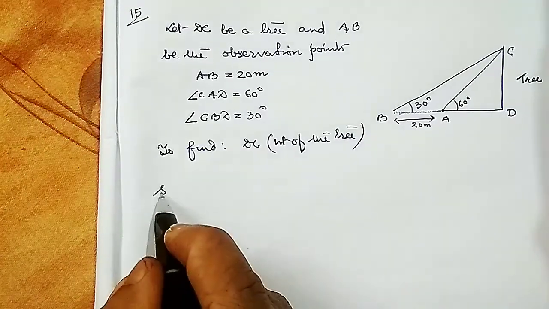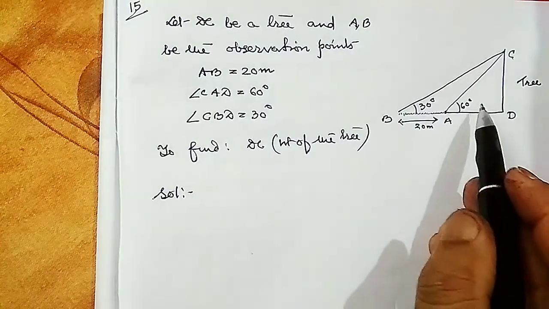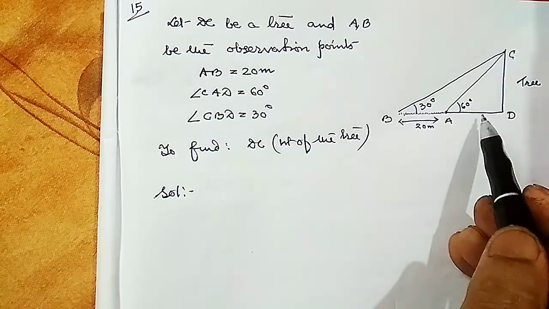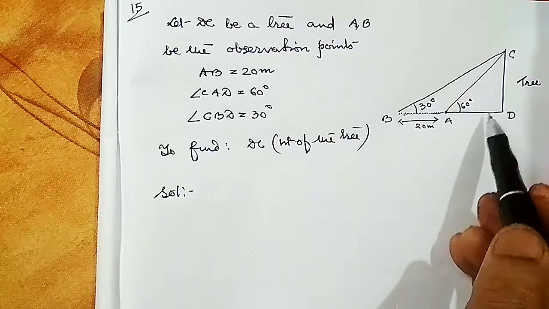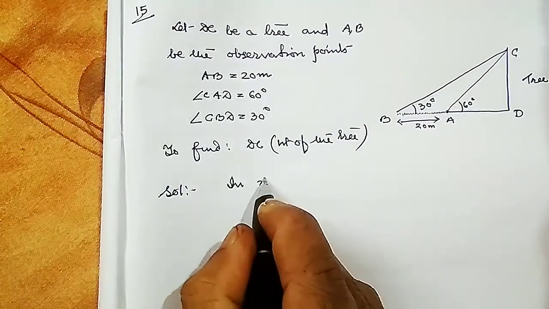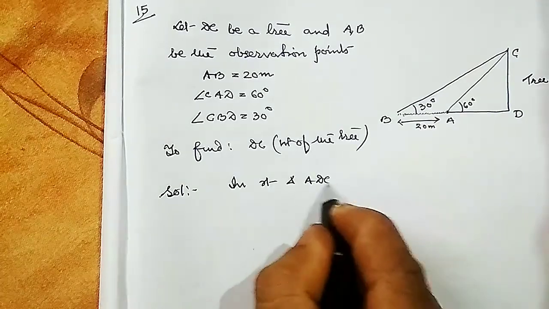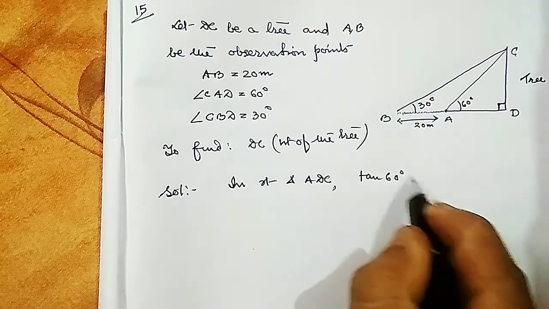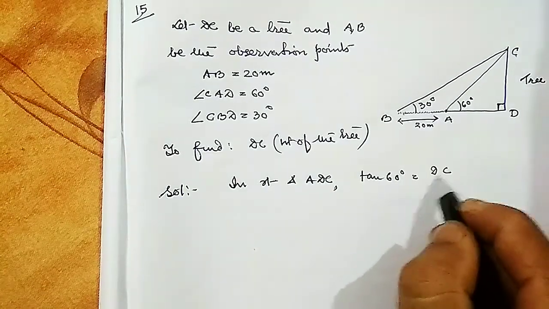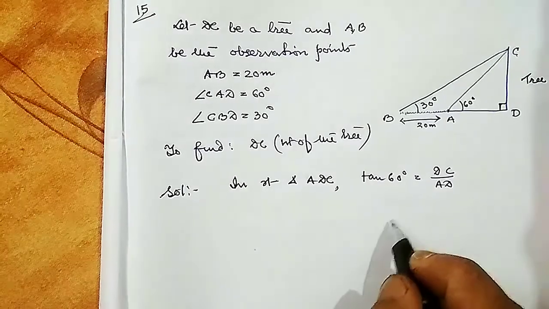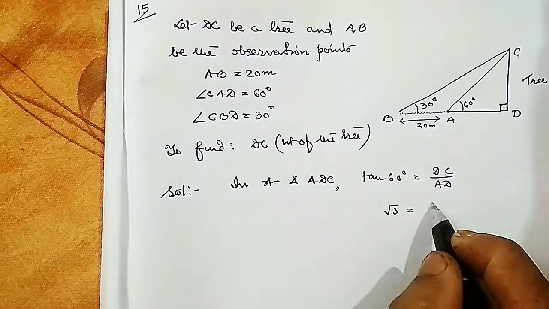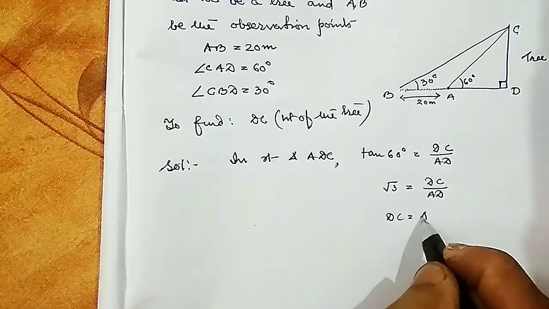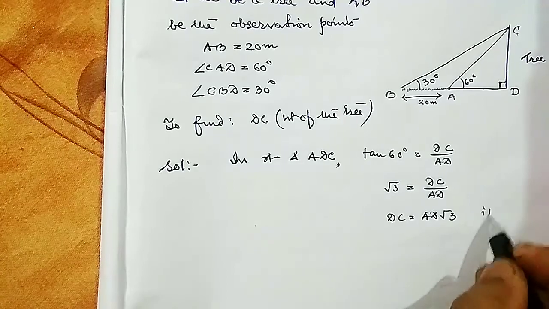Now in the solution part, we can always start from the smaller triangle. Here the smaller triangle is ADC, with perpendicular and base. So I have to use tan theta. So in right triangle ADC, because this angle is 90 degree, we can write tan 60 equals DC by AD. We know tan 60's value is root 3, equals DC by AD. So DC equals AD root 3. Let it be equation number 1.